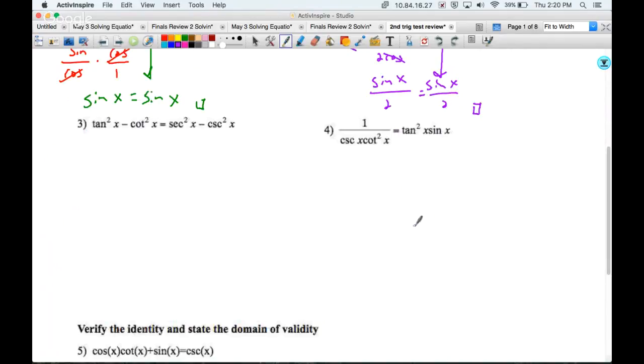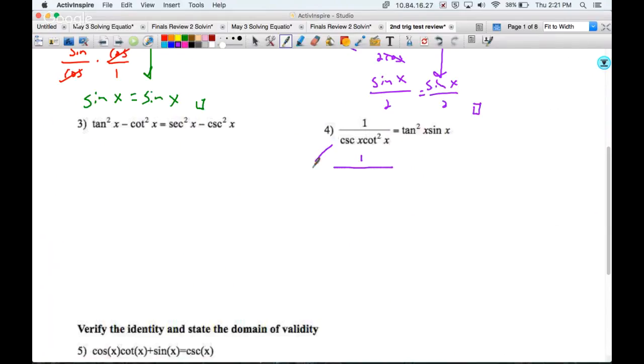All right, let's tackle one of these harder ones. I think maybe number 4 looks to be a tad bit harder. We got that fraction. I can work with both sides, or I can just work with one side to try to make it look like the other side. I think this one maybe it would be the easiest to work with both sides, so I'll do that. Try to do it the easier way.